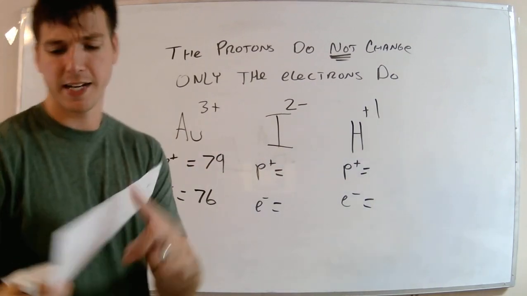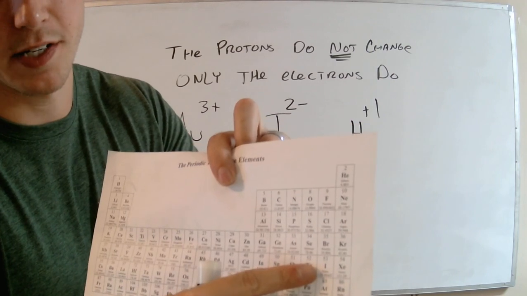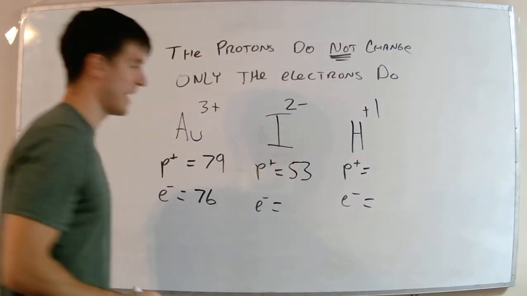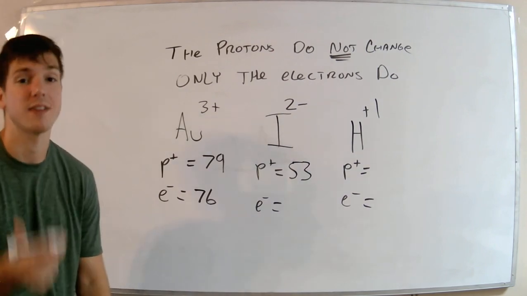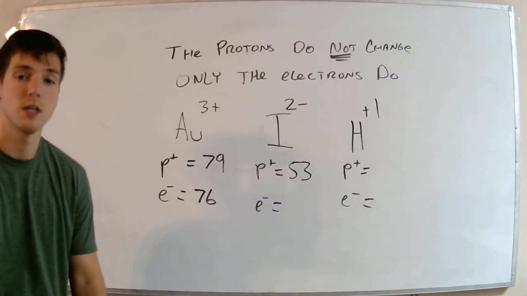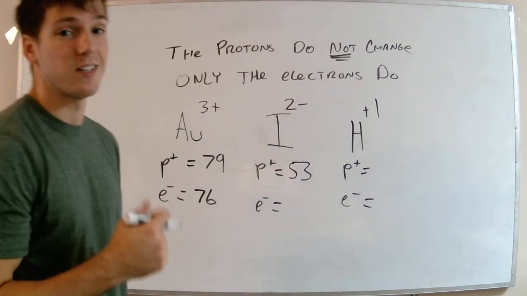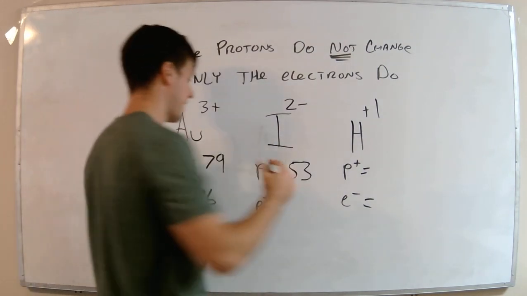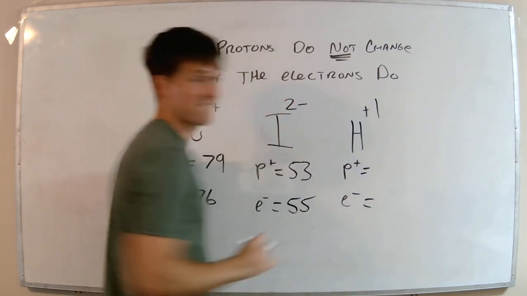Iodine, I look at iodine, it is a halogen all the way down here. It's got 53 protons, and it's got a 2- charge, so that means it's got 2 more electrons than protons. So I figure out how to get 2 more electrons than protons. It just needs to be 55.